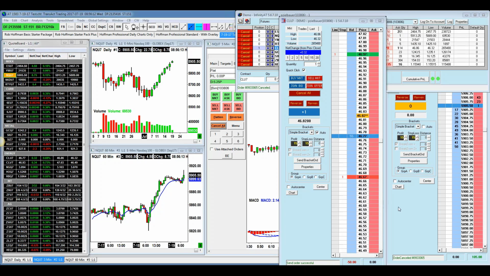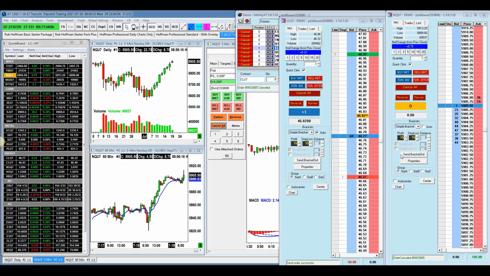Marilyn, you can add the bracket after the fill using this send bracket order button right here.